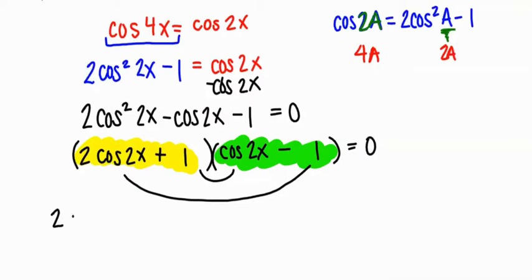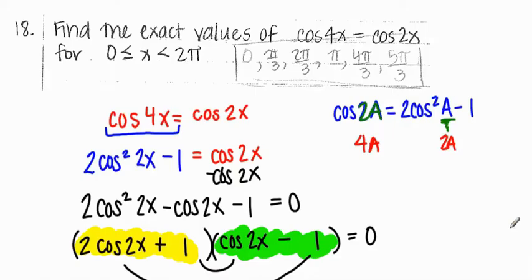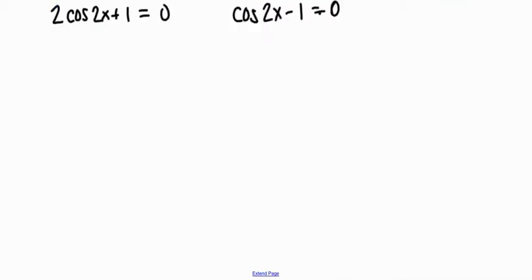So I've got 2 cosine of 2x plus 1 equals 0. The cosine of 2x minus 1 equals 0. Let's scroll down here, extend the page a little bit. The cosine of 2x equals negative 1/2, and the cosine of 2x equals positive 1.